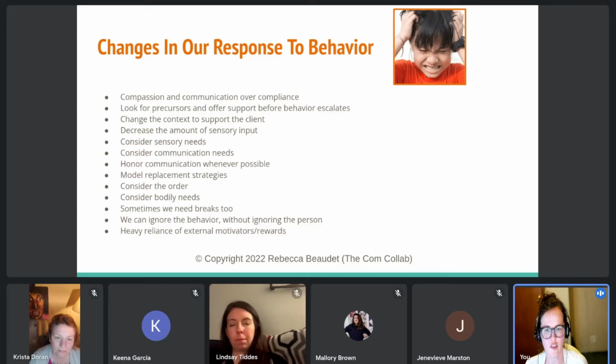Consider those bodily needs. So, are they hungry, thirsty, tired? Do they need the bathroom? Do they need to move around and have a stretching break?